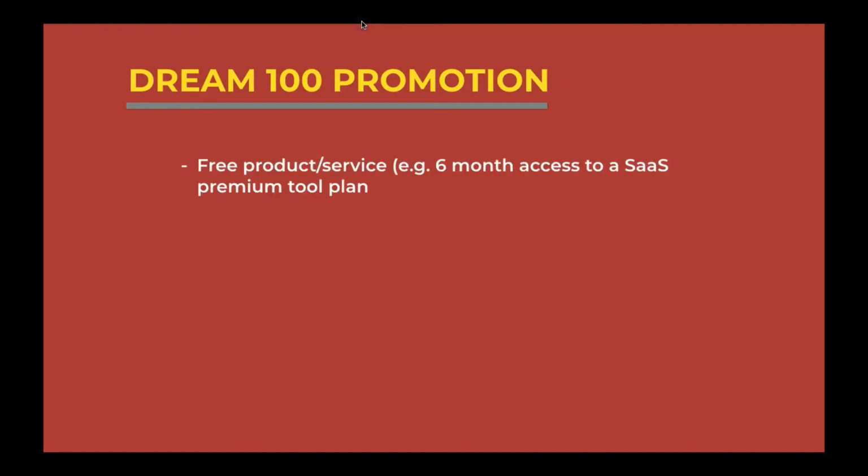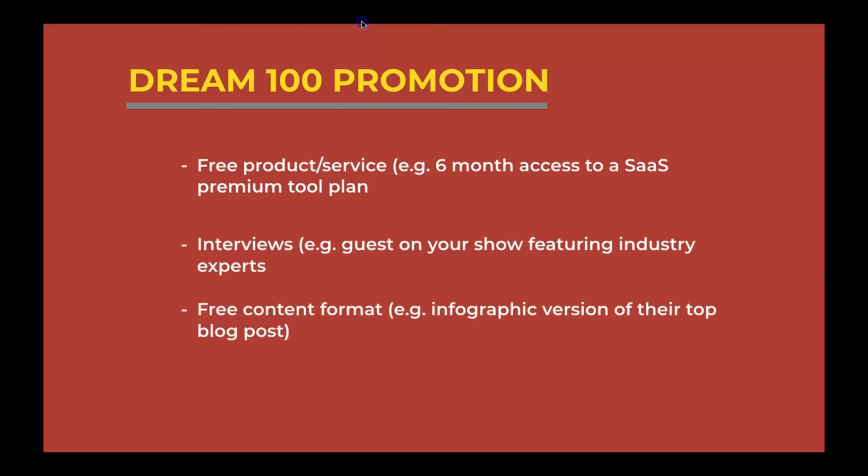First one is a free product or service. It could be 6-month or 3-month access to a SaaS (software as a service) premium tool plan, if you have that, or it's an interview opportunity for them. So they could be a guest on your show featuring industry experts, or it could also be a free content format for them, such as an infographic version of their top blog post. So you start promoting your content pieces to your Dream 100 by giving them initial value.